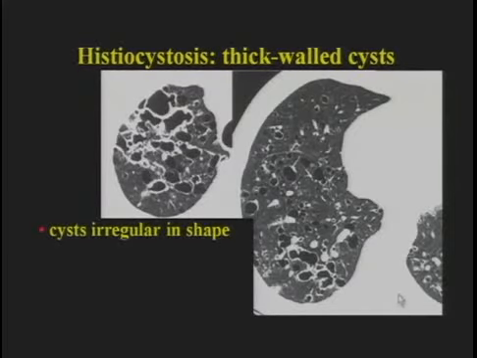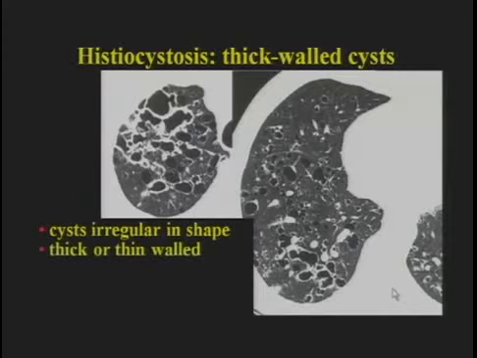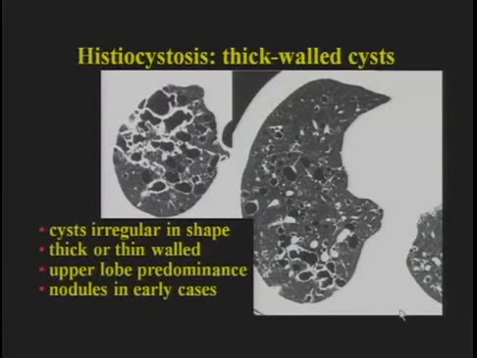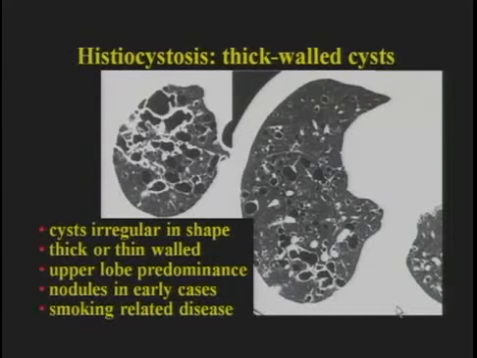So cysts irregular in shape in histiocytosis, thick or thin-walled in different stages of the disease, and you can see that these are thin-walled at the base. There's an upper lobe predominance in size and number. In early cases, you may also see nodules in association with the cysts, and this is a smoking-related disease. In adults who develop histiocytosis that looks like this, the disease is associated with cigarette smoking.